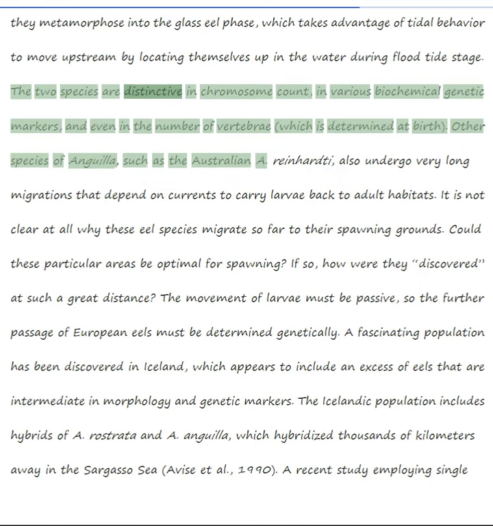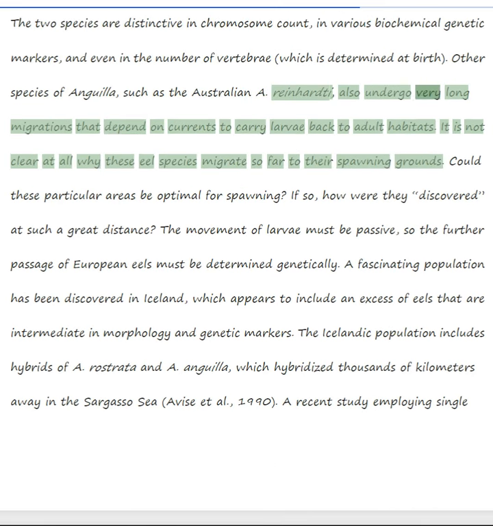The two species are distinctive in chromosome count, in various biochemical genetic markers, and even in the number of vertebrae. Other species of Anguilla, such as the Australian A. reinhardtii, also undergo very long migrations that depend on currents to carry larvae back to adult habitats.